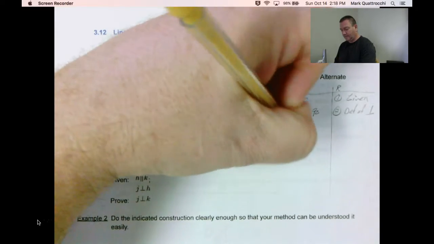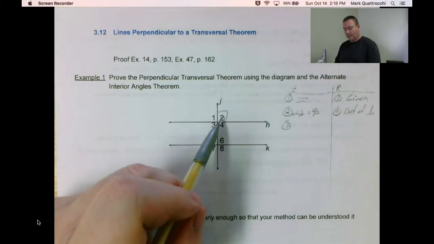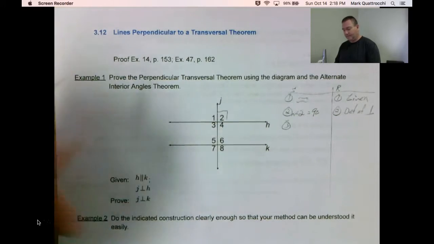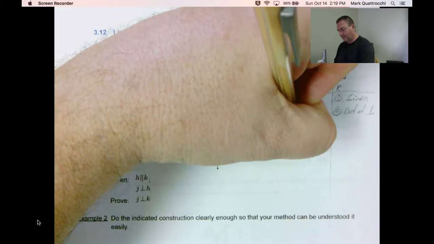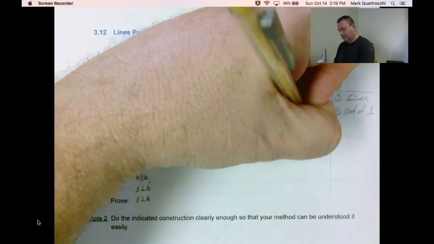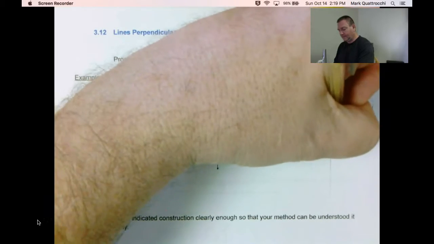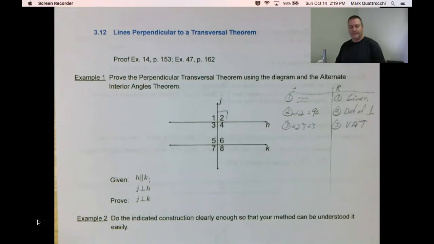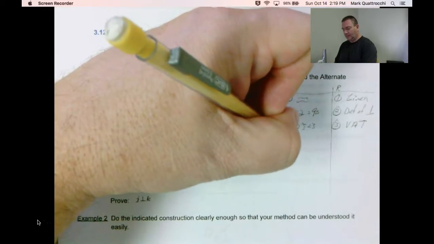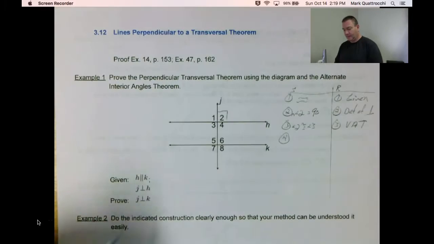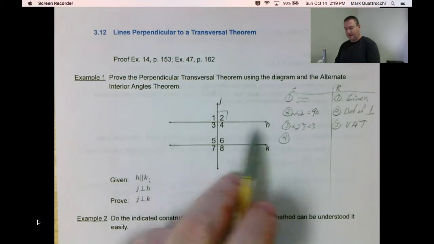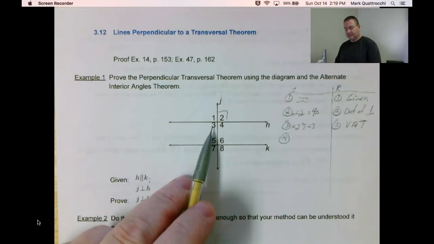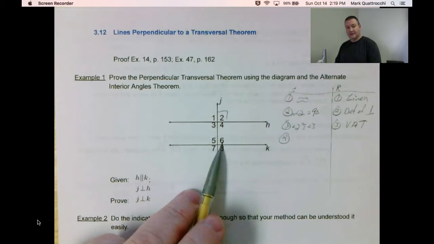Statement 3. What do we know about angles 2 and 3? Angle 2 is congruent to angle 3 by the vertical angles theorem, VAT. Statement 4. The fact that line H is parallel to line K tells us something about angles 3 and 6.